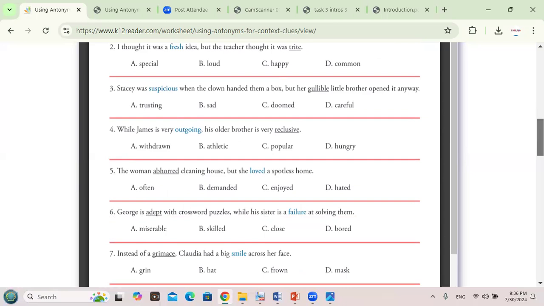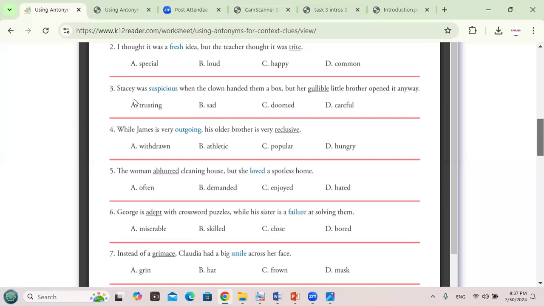I think the answer is careful, number D. Careful? No, the opposite of careful is careless. Gullible doesn't mean careless. What does it mean? Someone who believes anything easily. Yes, kind of naive. Naive.